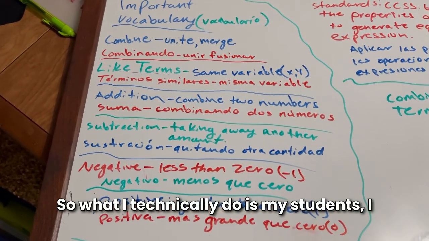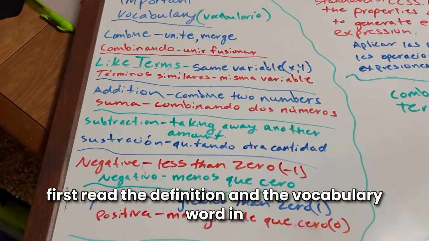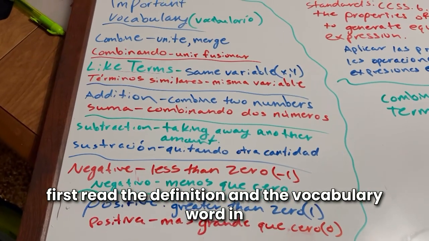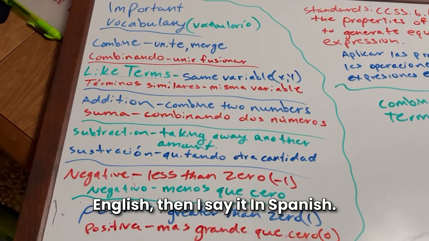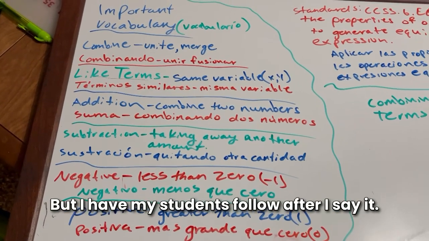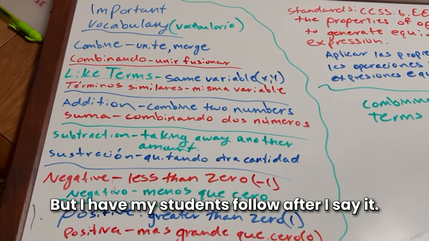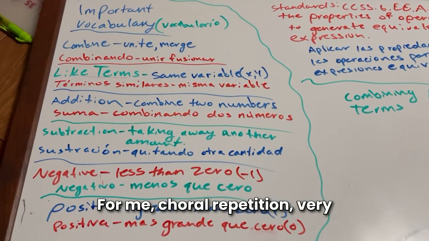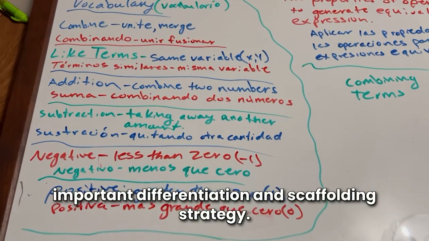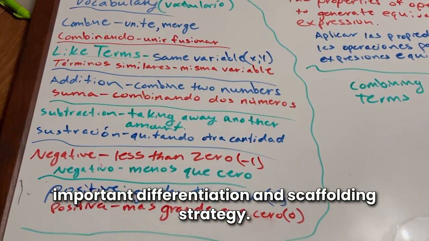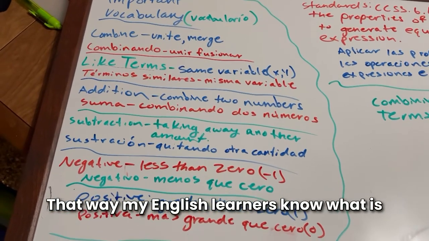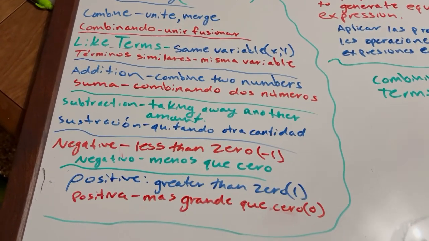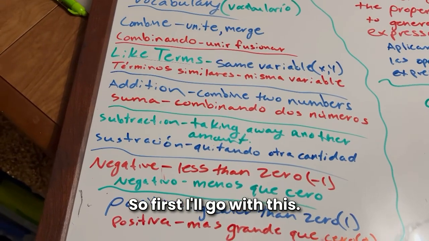What I technically do with my students is first read the definition and the vocabulary word in English, then I say it in Spanish, but I have my students follow after I say it, and we do choral repetition. For me, choral repetition is a very important differentiation and scaffolding strategy. That way, my English learners know what is expected and what I want them to learn.